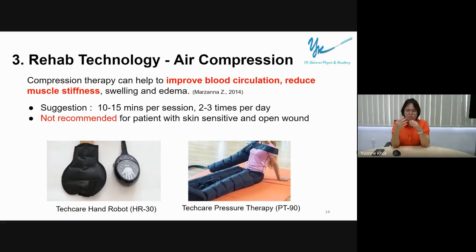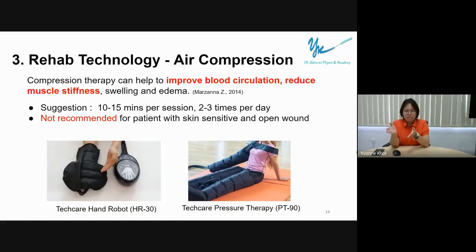Okay, when you get a stroke, blood circulation will be reduced because the muscle doesn't contract. When a stroke patient's hand is affected, you can see it is a bit swollen and the skin is very dry. Why? Because the muscle doesn't contract. The patient cannot move their hand, so the muscle is very stiff. The blood circulation cannot be pumped by the muscle back to our heart. So the hand will have edema, maybe swelling.